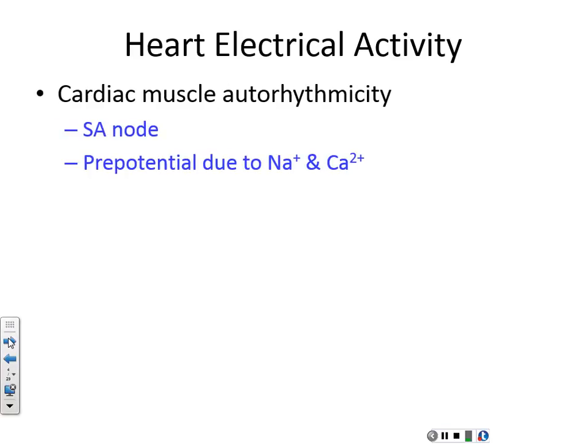And then the SA node, of course, is a group of cells that are autorhythmic in the heart. That means they can initiate their own action potentials, and therefore they set the pace of the heart. So the SA node is actually the pacemaker. That's what we call the pacemaker.